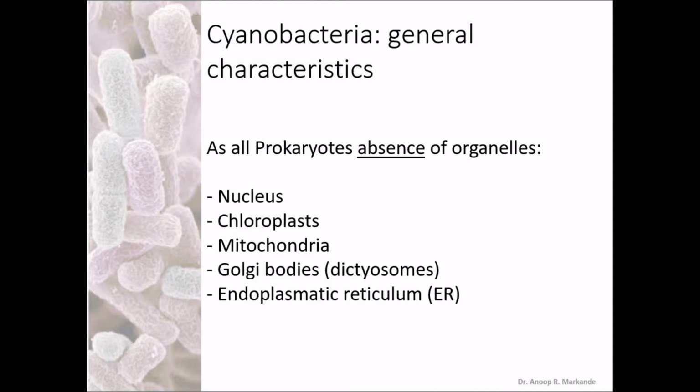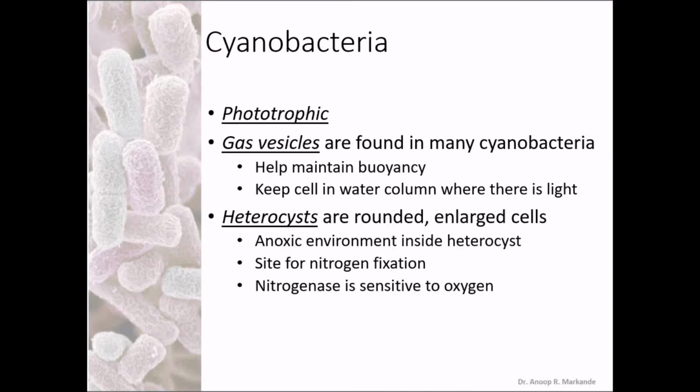Cyanobacteria, as all prokaryotes, lack organelles like nucleus, chloroplast, mitochondria, Golgi bodies, and even endoplasmic reticulum. They are known to be photosynthetic, also called phototrophic.